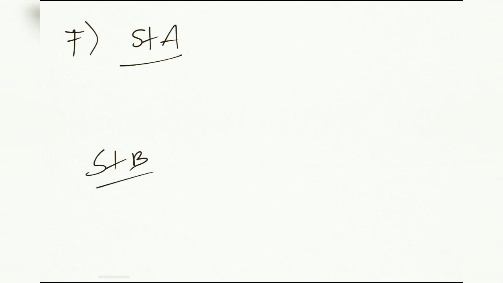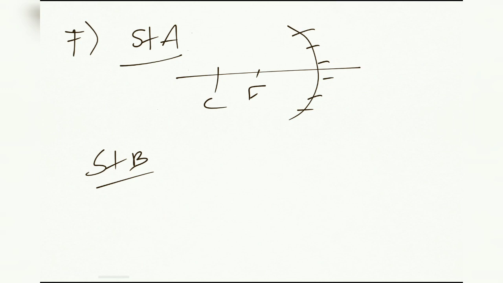Fine. Next we have the seventh question, which is a statement type of question. So first we will see statement A, then statement B. Statement A: a ray passing through the center of curvature after reflection retraces its path. See, in the ray rules also, if something is passing through the center of curvature, going in this way, obviously it is going to return in the same way. So retraces its path, that's what is explained there. So obviously statement A is a true statement.